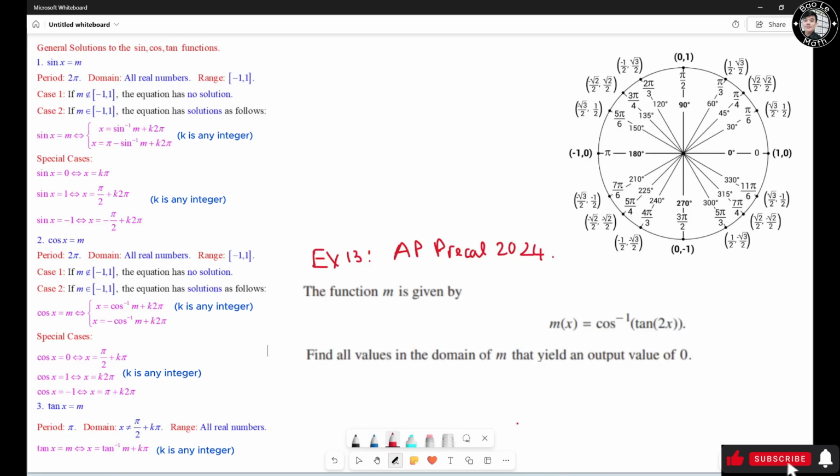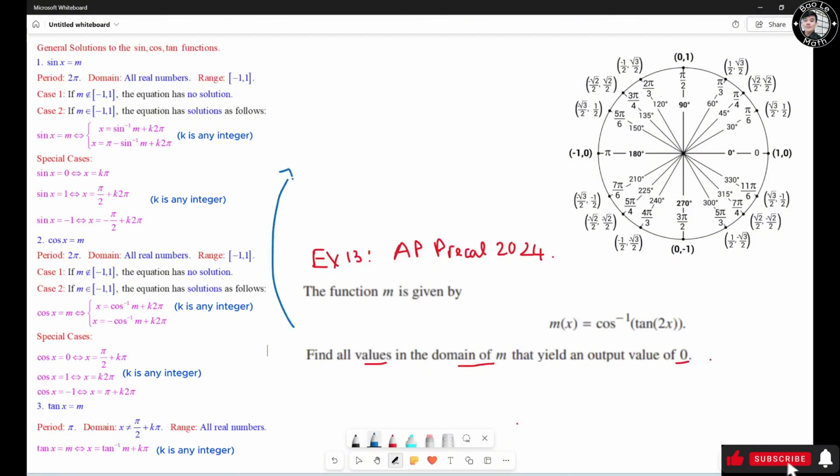Now let's move on to example number 13. This question comes from the AP Precalculus 2024. The function m is given by m of x equals cosine inverse of tangent of 2x. Find all values in the domain of m that yields an output value of 0.